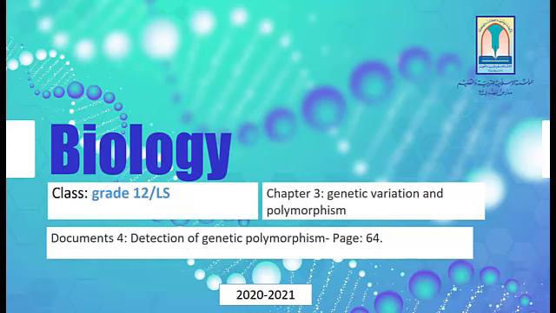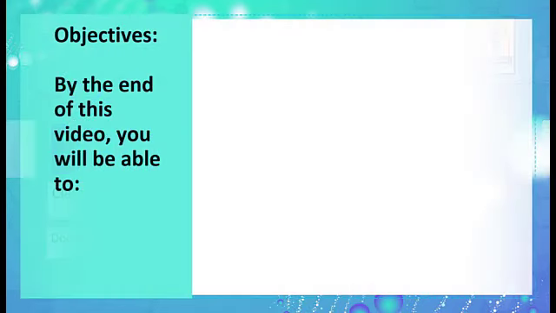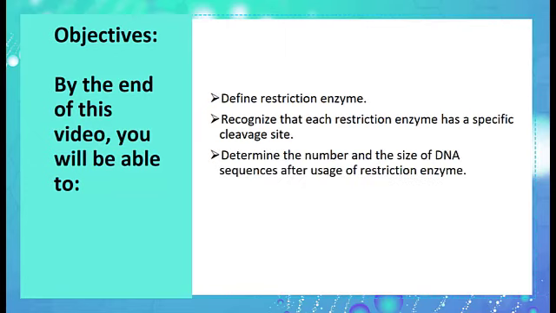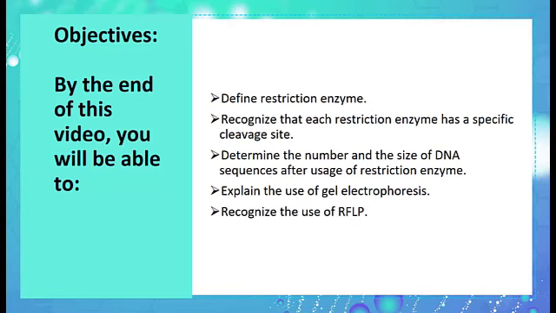Today we have to explain document 4 of chapter 3, detection of a genetic polymorphism. By the end of this video you will be able to define restriction enzyme, recognize that each restriction enzyme has a specific cleavage site, then determine the number and the size of DNA sequences after usage of restriction enzyme, also explain the use of gel electrophoresis and recognize the use of RFLP.